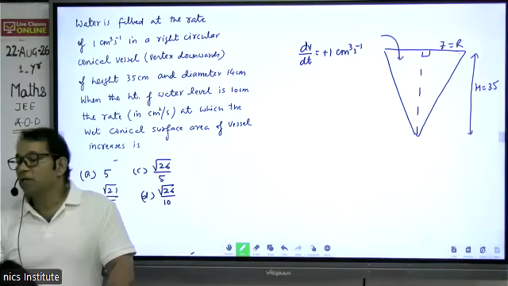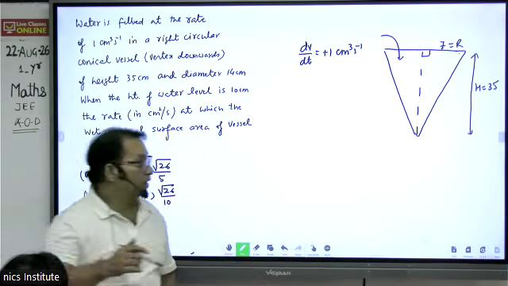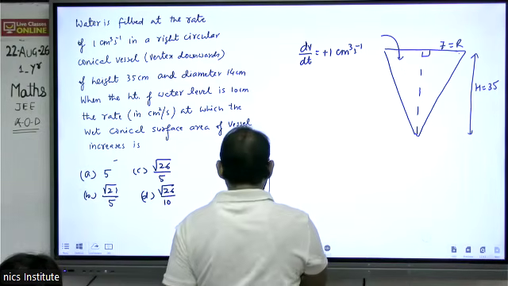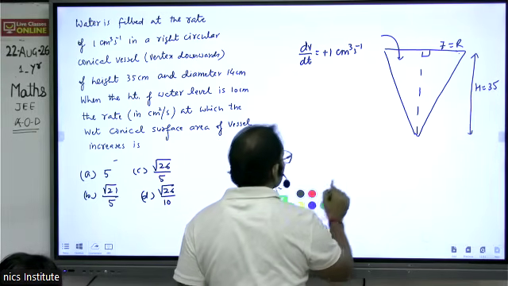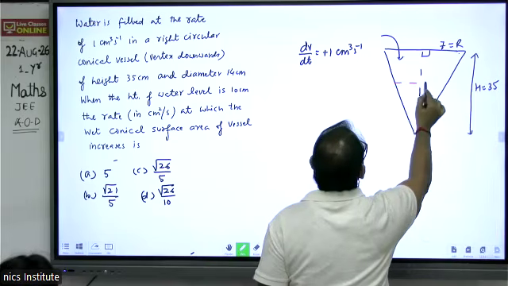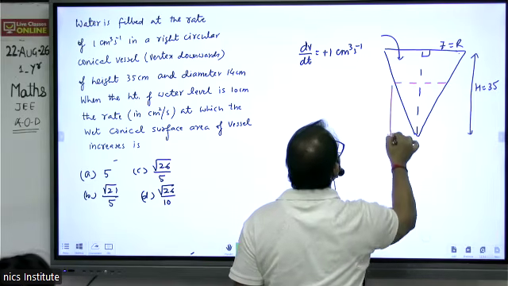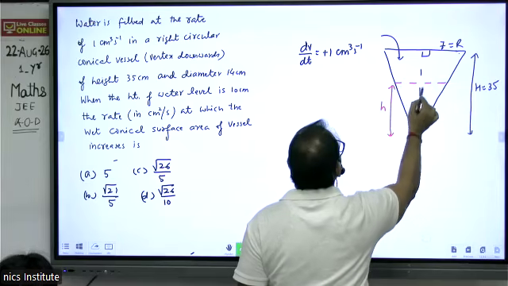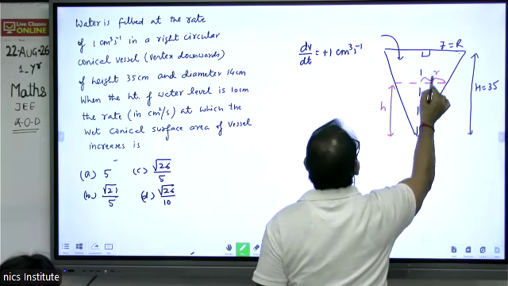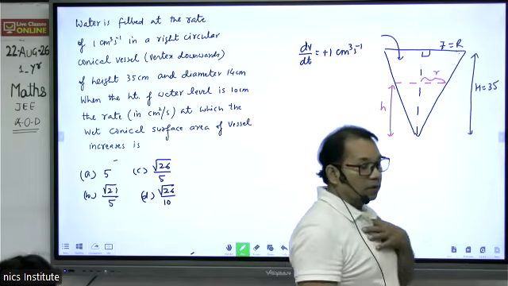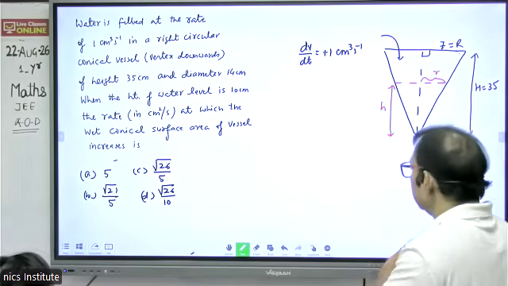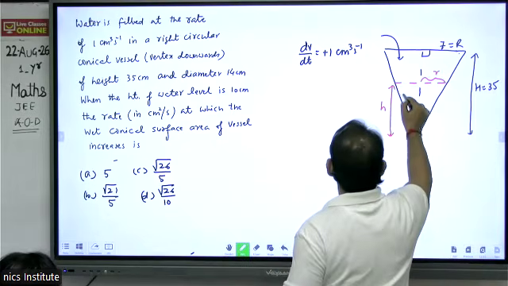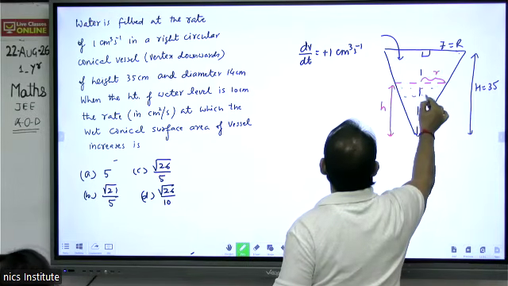It says when the water level is 10 centimeter, but you can't take 10 as the water level, you have to take it in terms of a variable. Suppose at some point of time, the level of water is small h and the radius of the water cone is r.